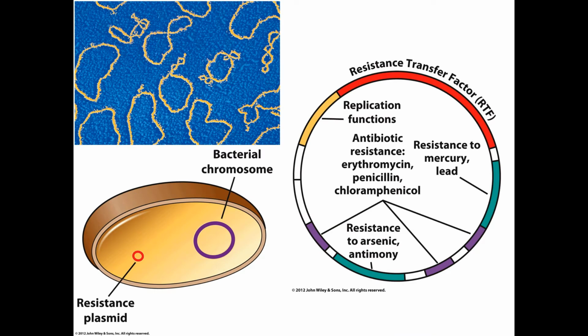All right, so here, looking at this process of conjugation. All right, so you can have the transfer of resistance plasmids. All right, they encode for antibiotic resistance, resistance to heavy metal toxicity like arsenic and antimony, mercury and lead, among other things. All right, all this is encoded in the plasmid.